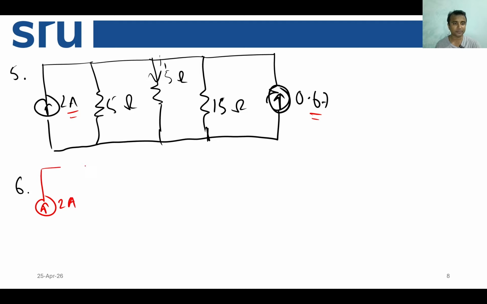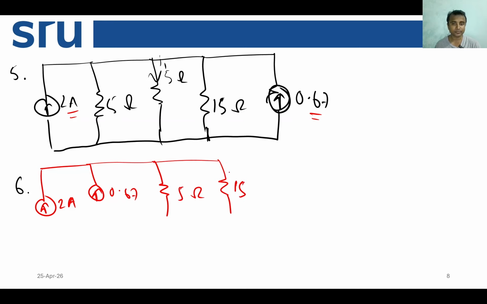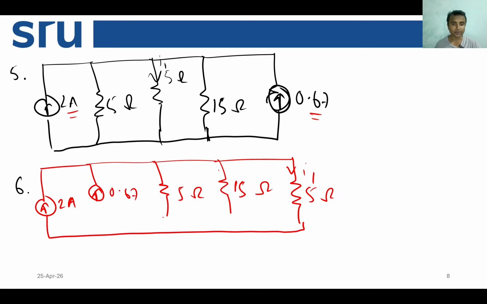So 2 ampere, then 2 ampere, then 0.67 ampere, then 5 ohm, then 15 ohm, then your target 5 ohm, which carries current I1, right. So this is something you have.